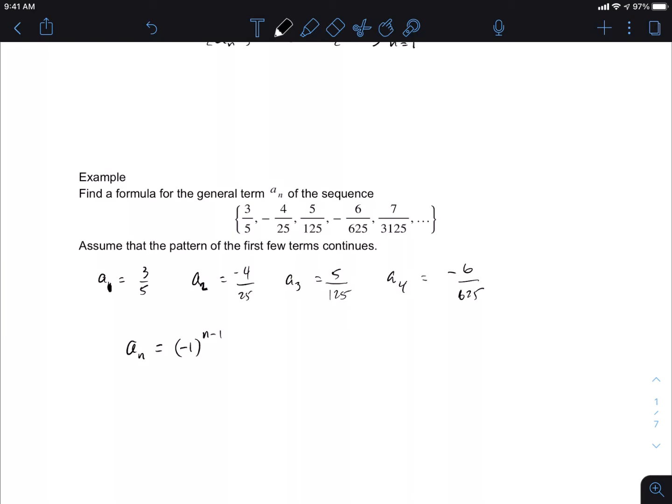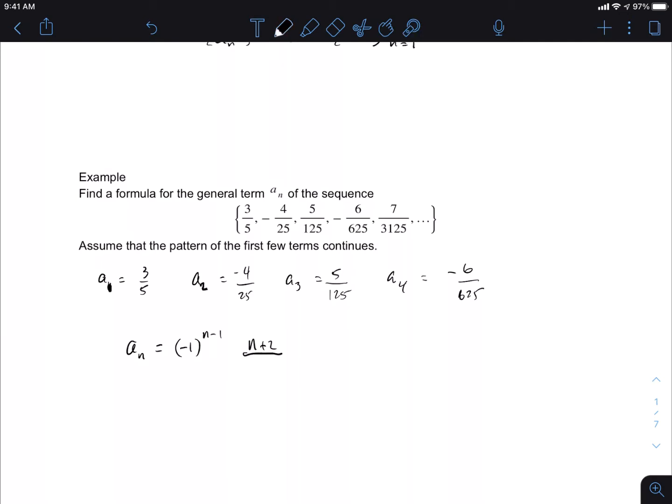Now, we also know that the numerator is starting at 3, so if n is 1, how do I get 3? It looks like I need to add 2. So then if n was 2, this would be 2 plus 2, that's the 4. And the sign is negative 1 to the 2 minus 1, which is a negative, so that's a negative 4, so that's correct.